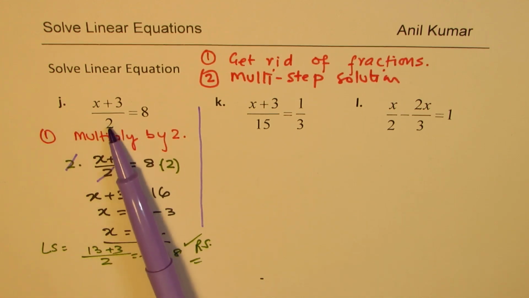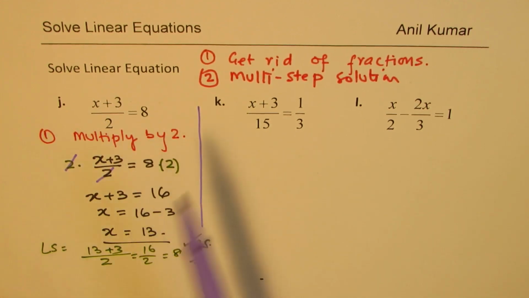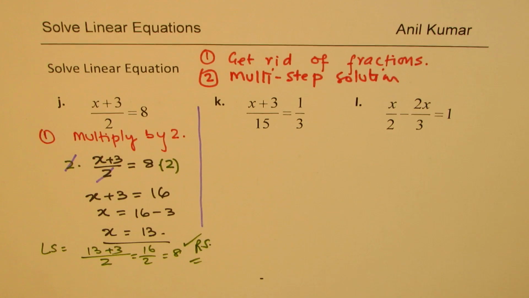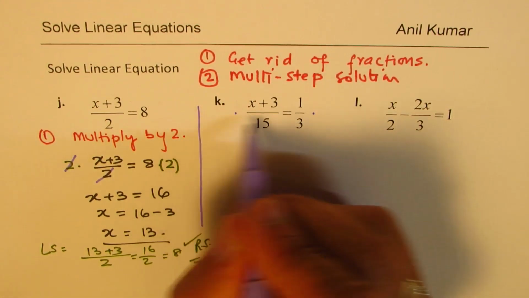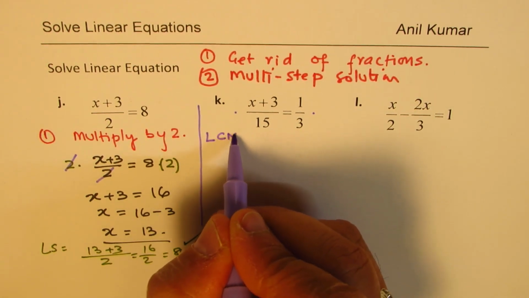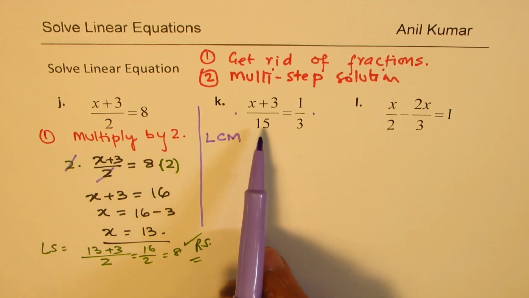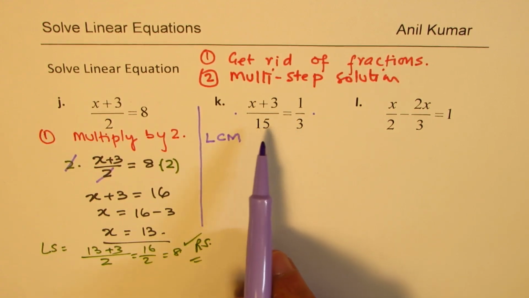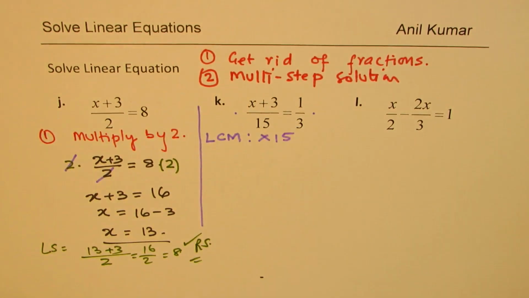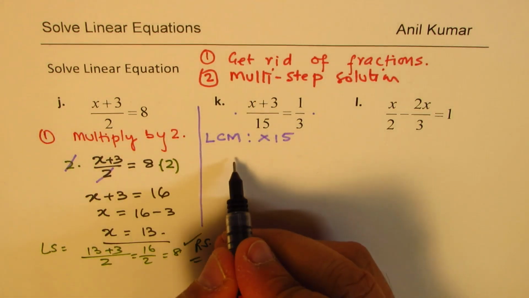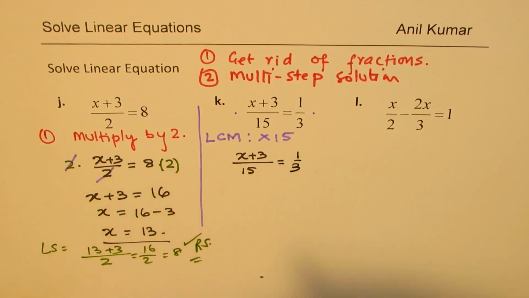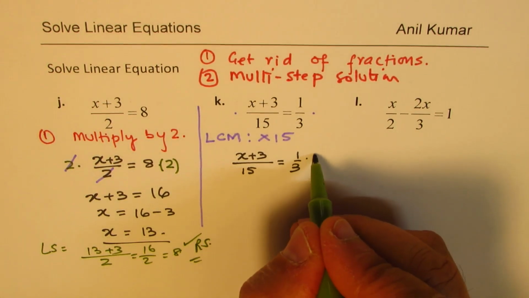Now in this case there was only one denominator, so we just multiplied by 2. In this case we have two different denominators, 15 and 3. How do we solve this? Well, we have to think about what number to multiply by. That number is always the LCM, the lowest common multiple. The lowest common multiple for 15 and 3 is 15. So we'll multiply both sides by 15. So we have (x plus 3) over 15 equals 1 over 3. Both sides we are going to multiply by 15.